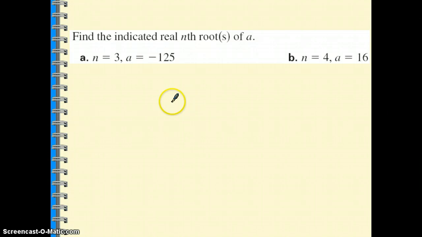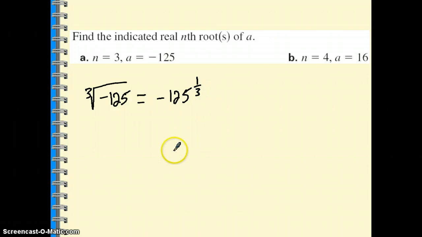Okay, so let's deal with some numbers here and practice a few of these indices. In this example we have an n of 3 and an a of -125. So we're asking ourselves, what is the third root of -125? There are 2 ways we can write that. We can write -125 as our radicand inside of a third root, or a cube root. Another way to write that is -125 raised to the power of 1/3.